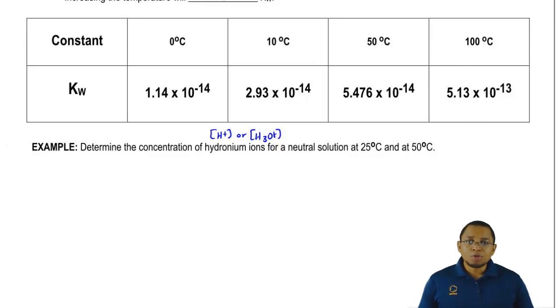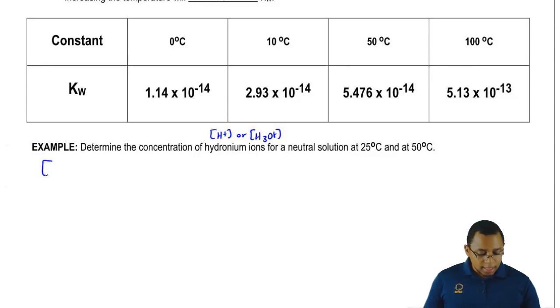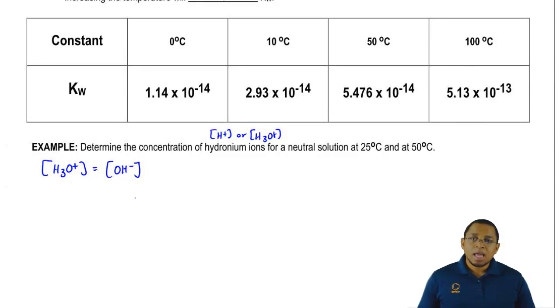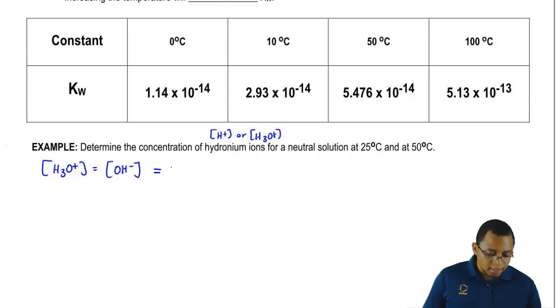Okay, now what we should realize here is, what does neutral mean? Neutral means that your compound is not acidic or basic. And what it really means is that H3O plus equals OH minus. They're both the same thing. And because they're equal to each other, we're going to set them both to an unknown variable. We're going to set them to X.